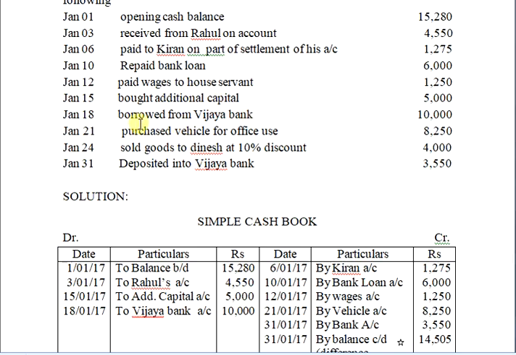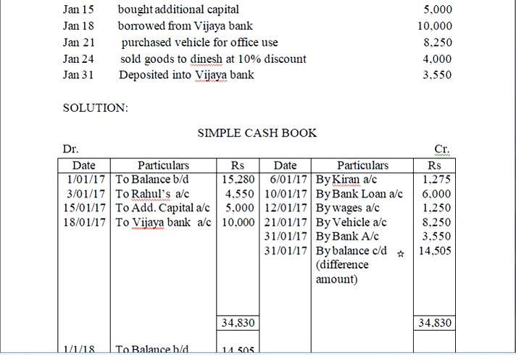5,000. Next, on Jan 18th, borrowed from Vijaya Bank, rupees 10,000. When we borrow the amount from Vijaya Bank, what happens here? Before that, see whether any point is left out. No. Borrowed from Vijaya Bank, 10,000.